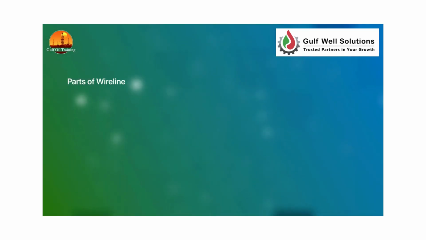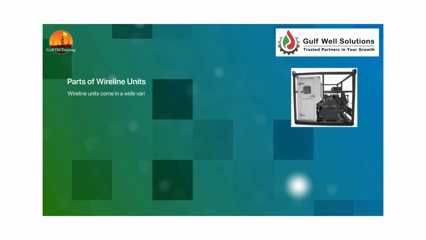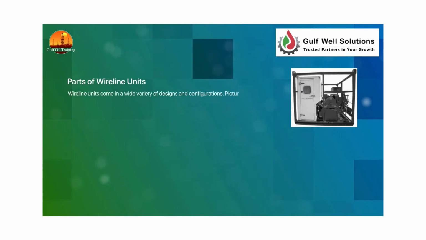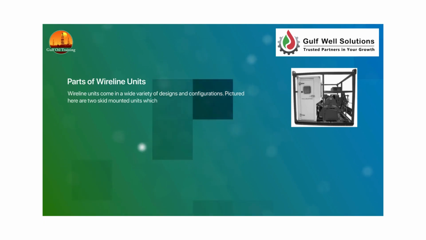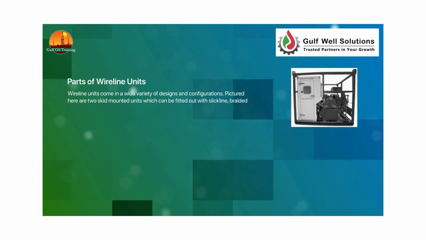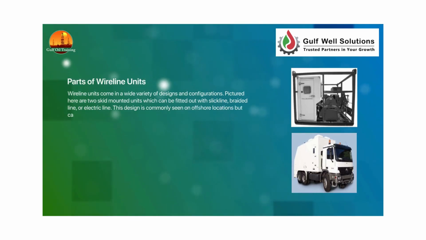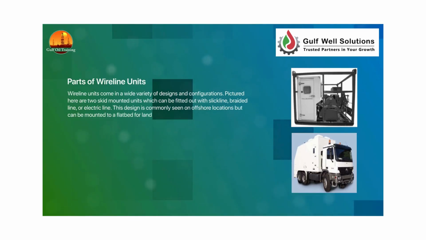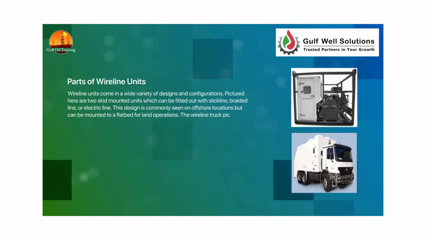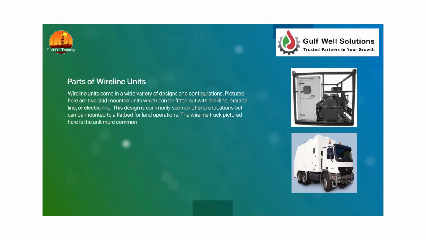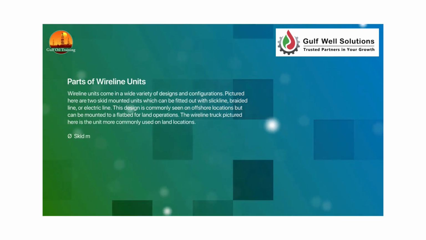Parts of wireline units. Wireline units come in a wide variety of designs and configurations. Pictured here are 2 skid-mounted units which can be fitted out with slickline, braided line, or electric line. This design is commonly seen on offshore locations but can be mounted to a flatbed for land operations. The wireline truck pictured here is the unit more commonly used on land locations.